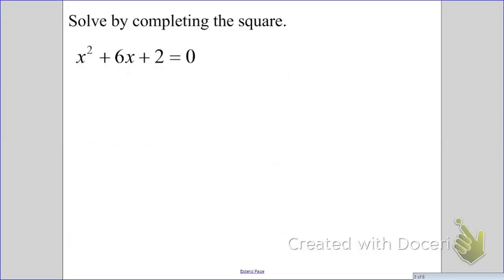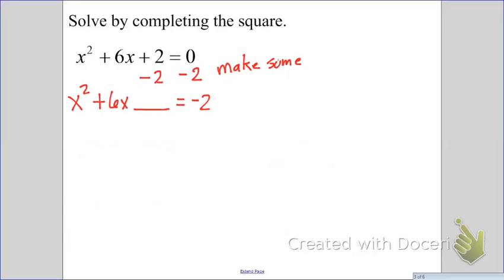Back that all up. So instead, let's make this perfect. First step is what I call make some room. By making room, I mean get rid of the 2. x squared plus 6x, there's my space, equals negative 2. So that step right there is what I'll call make some space.